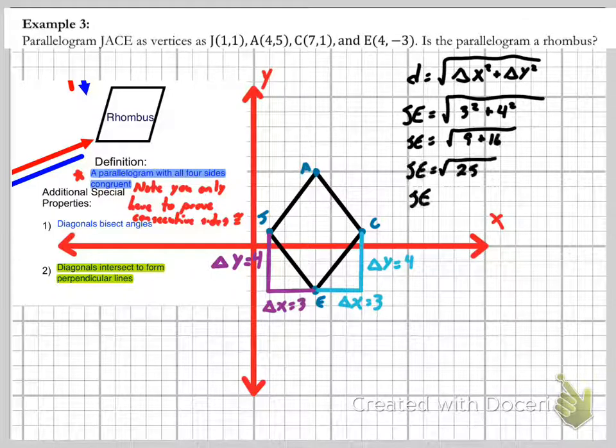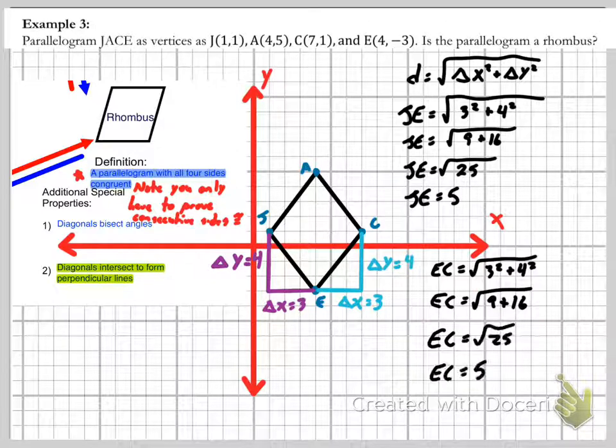So JE is going to be the square root of 3 squared plus 4 squared, which in this case would be 9 plus 16, or 25. So the square root of 25 is 5. So that's the length of line segment JE. And remember, you don't need to put the bar on top if we're talking about the length. So let's figure out the length of EC, and we're just going to do the same calculation. 3 squared plus 4 squared is 9 plus 16, which is 25. The square root of 25 is 5. So yes, these lengths are the same.